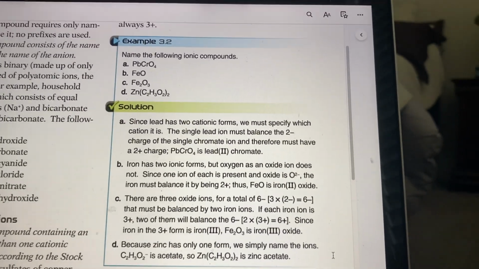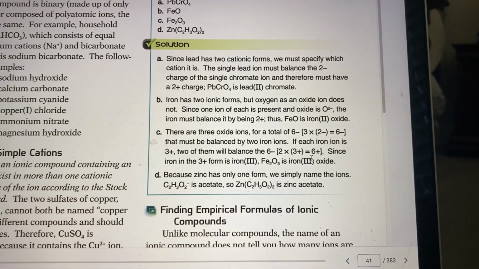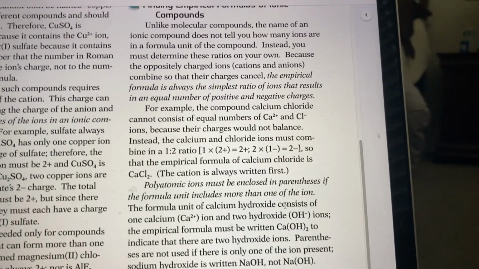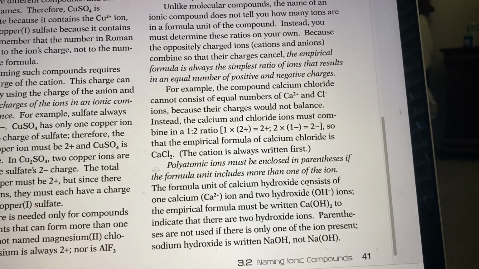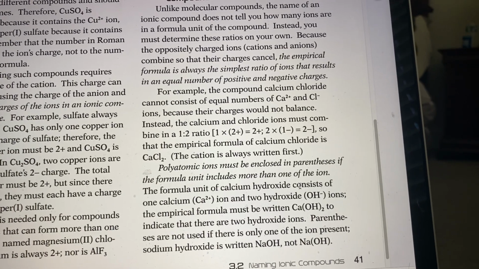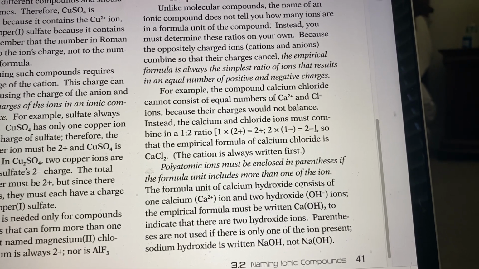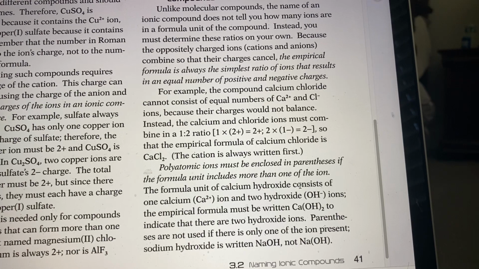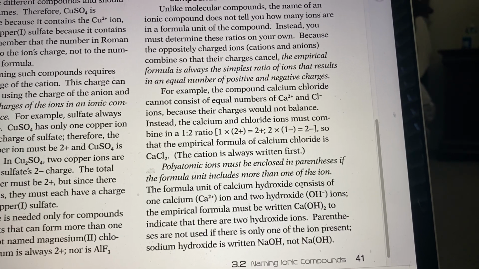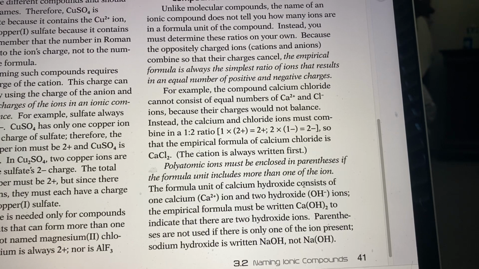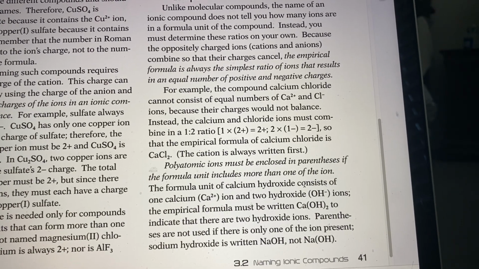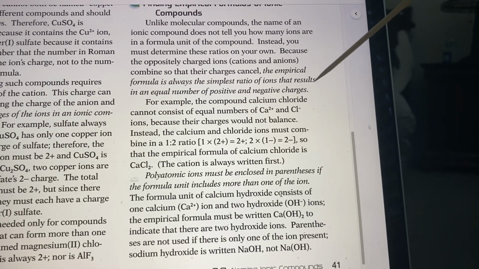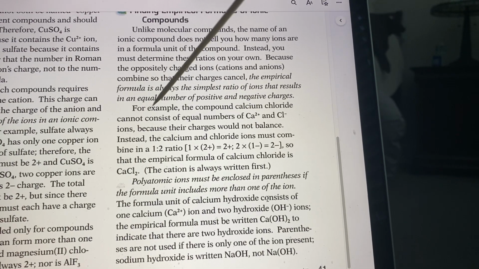Now let's go on to finding the empirical formulas of ionic compounds. That's the simplest formula, right? The name of an ionic compound does not tell you how many ions are in the formula unit of the compound. So we must determine the ratios. The cations and anions are oppositely charged, so the charges can cancel each other out, and that results in an equal number of positive and negative charges.